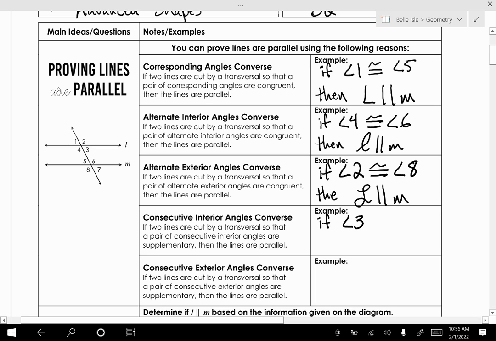If angle 3 plus angle, what is a consecutive interior for angle 3? Angle 6 equals 180 degrees. Then line L is going to be, as soon as my pen comes back, there we go, parallel to line M.